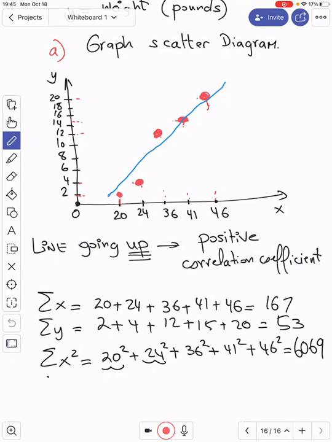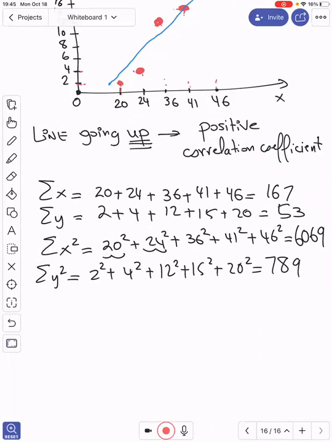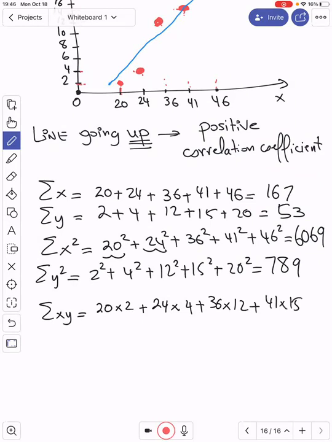So for the sum of the y squared, the answer will be 2 squared plus 4 squared plus 12 squared plus 15 squared, etc., plus 20 squared. So the answer here is 789. And then you're going to need the sum of the x times y. It's the first x times the first y, the second x times the second y, the third x times the third y, etc. Then we have 41 times 15, and then 46 times 20. Anyway, the answer here, I think, is 2103. Okay. Now we can compute our R.